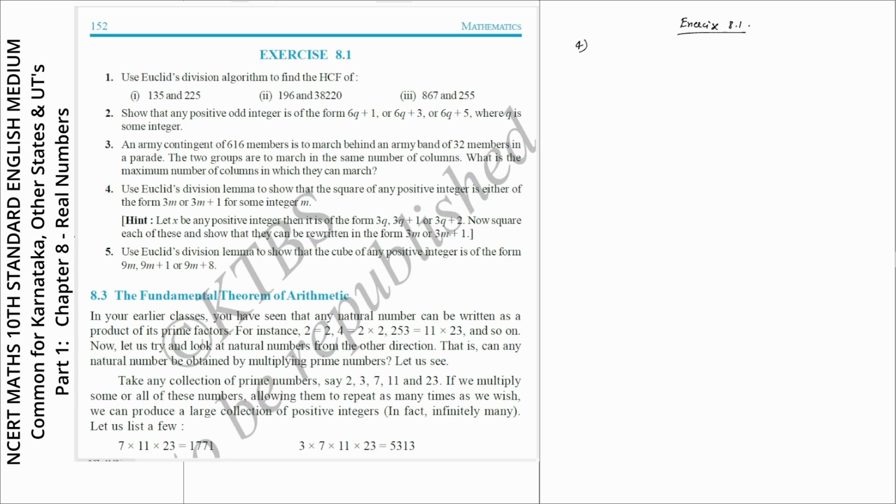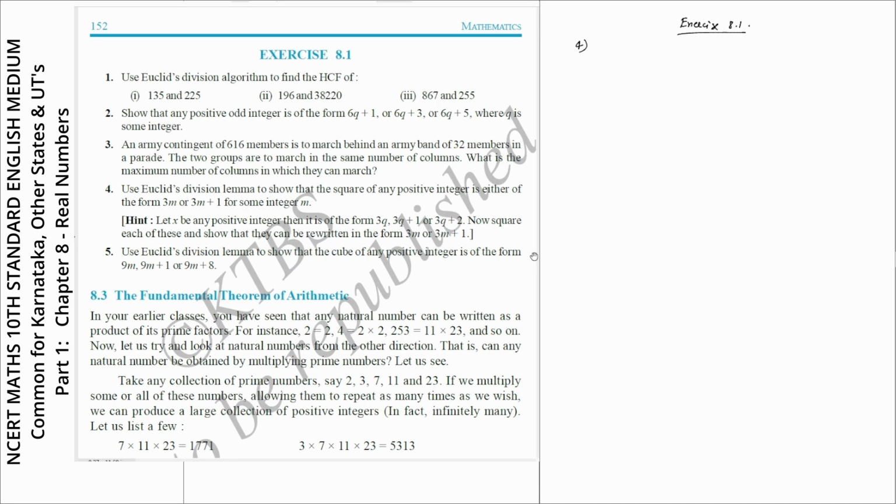Exercise 8.1, question number 4. Use Euclid's division lemma to show that the square of any positive integer is either of the form 3m or 3m plus 1 for some integer m. So the given hint also says: let x be any positive integer, then it is of the form 3q, 3q plus 1 or 3q plus 2. Now square each of these and show that they can be written in the form 3m or 3m plus 1.